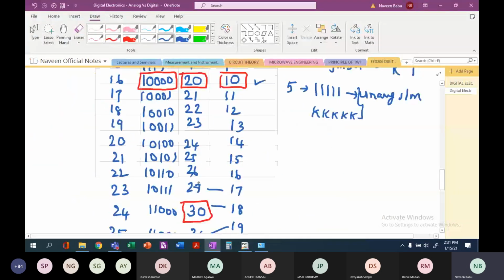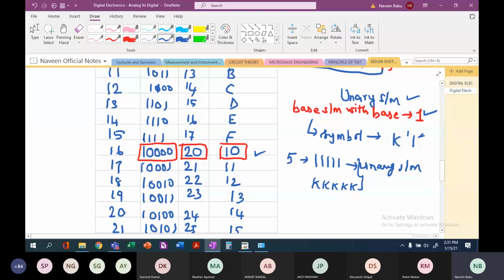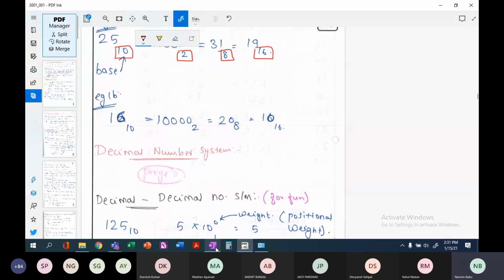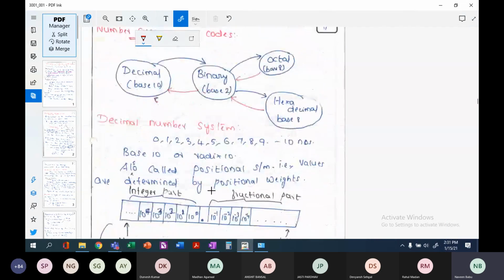If 16 is a decimal number, then what is its equivalent binary? It is 10000 in binary, 20 is the octal representation, and 10 is the hexadecimal representation. So 16 is 10000 to the base 2 in binary representation, 20 in octal representation, and 10 in hexadecimal representation. Now let us look at the decimal number system.